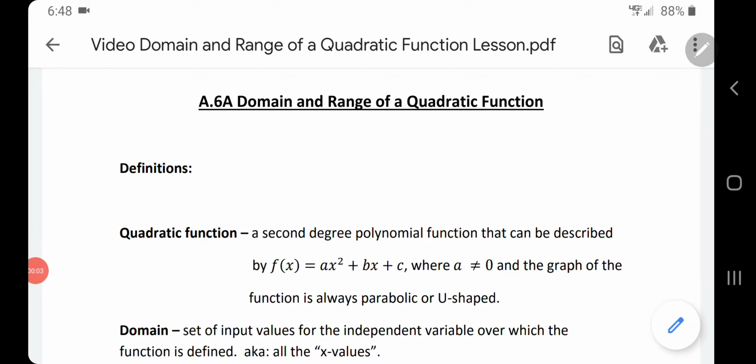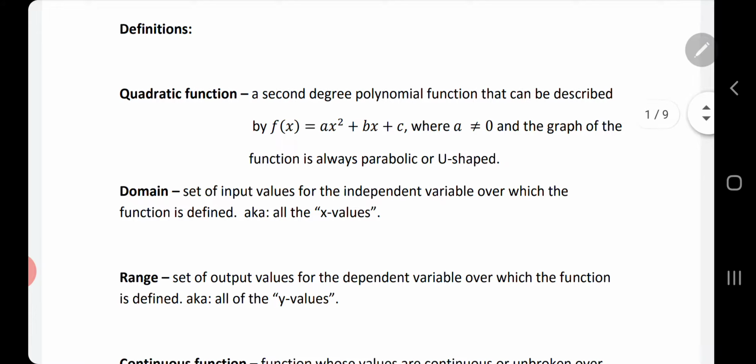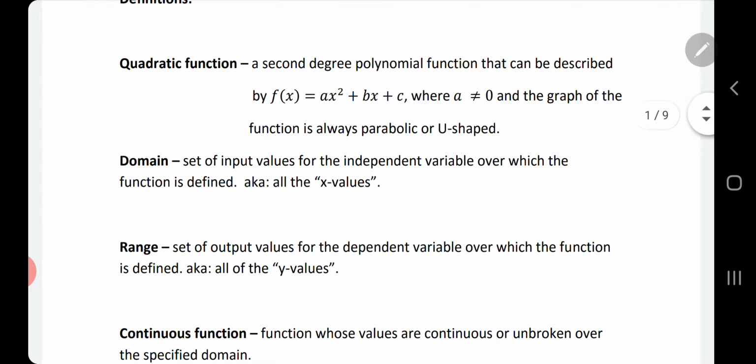In today's lesson, we'll be talking about the domain and range of a quadratic function. If you watched my video on the linear function, most of these definitions you already have, but let's just do a quick review. A quadratic function is a second-degree polynomial function that can be described by f of x equals ax squared plus bx plus c, where a is not equal to 0, and the graph of the function is always parabolic or U-shaped. If you don't know what a quadratic function looks like right now, you'll get a couple examples down below in the problems.